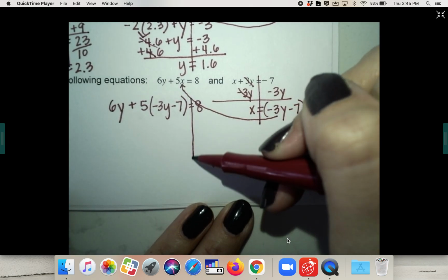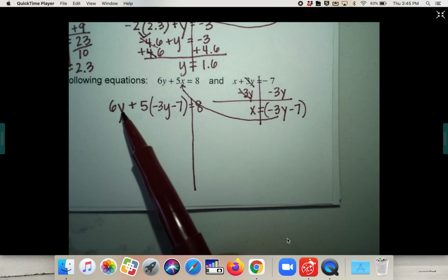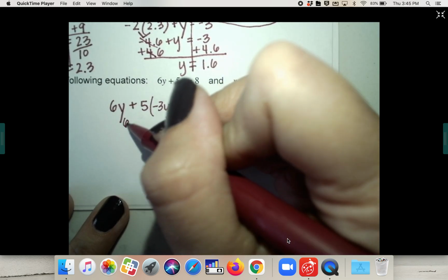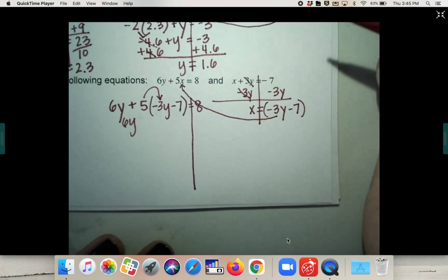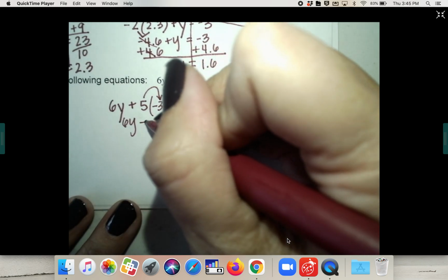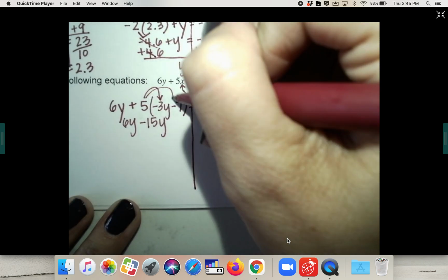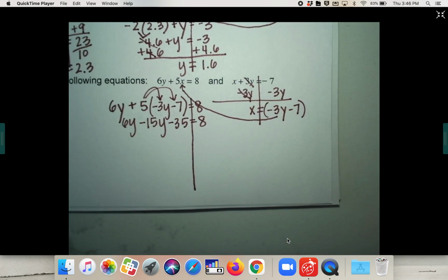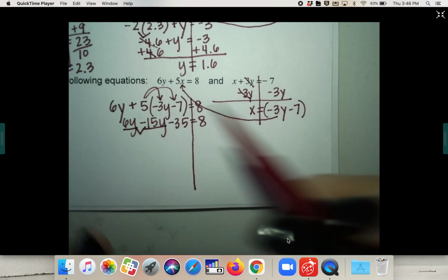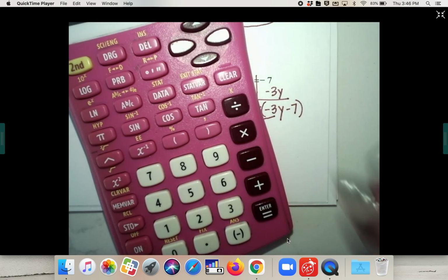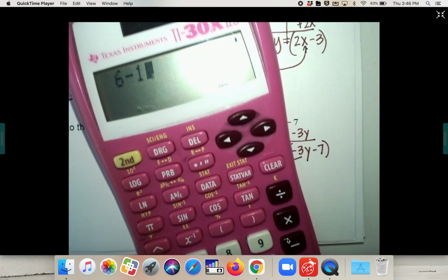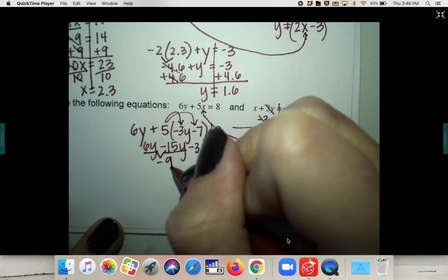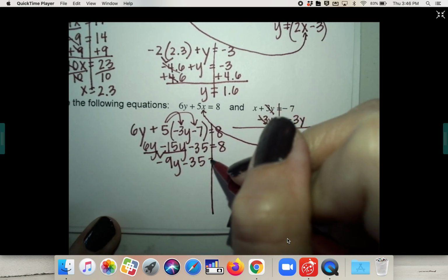All right, let's solve this equation because all we have is a y and a y. So if they're the same variable, you can solve it. All right, bring down 6y, distribute the 5. 5 times -3y is -15y. 5 times -7 is -35. All right, these are like terms, so combine those. 6 minus 15 is -9. So -9y minus 35 equals 8.